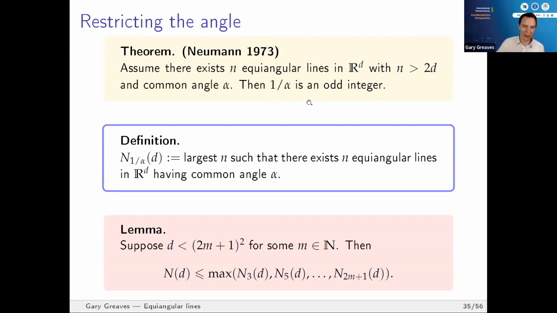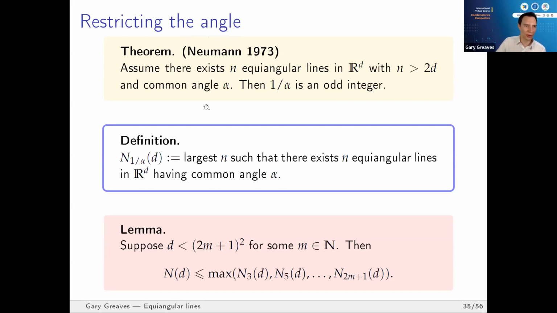So now we can immediately just say, okay, 1 over alpha is an odd integer. And we can start looking at bounds for a slightly related quantity. Here I'm going to define a slight specialization of N(d), the maximum cardinality of an equiangular line system. I'm just going to restrict to those having a particular common angle. So I define N_{1/alpha}(d) to be the largest n such that there exist n equiangular lines in d dimensions having common angle alpha.